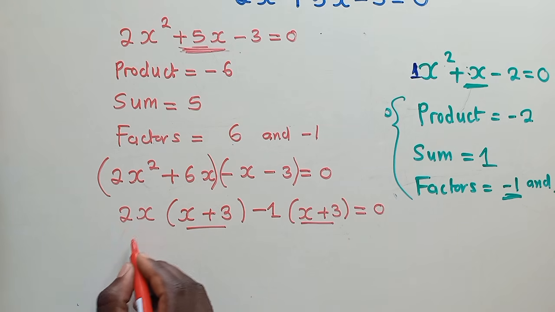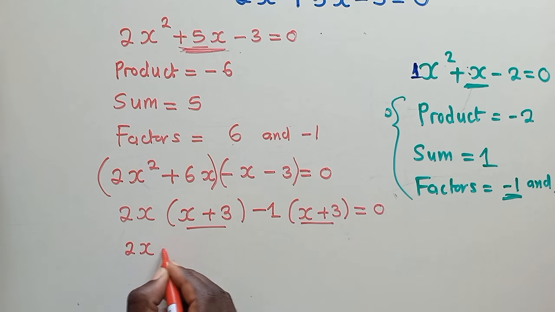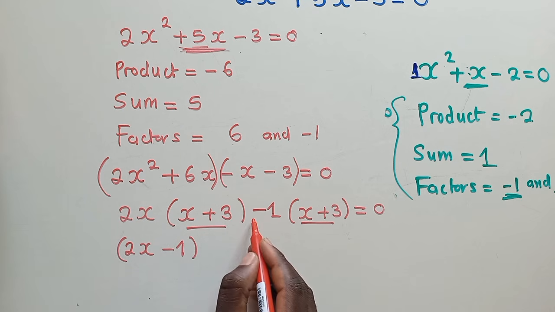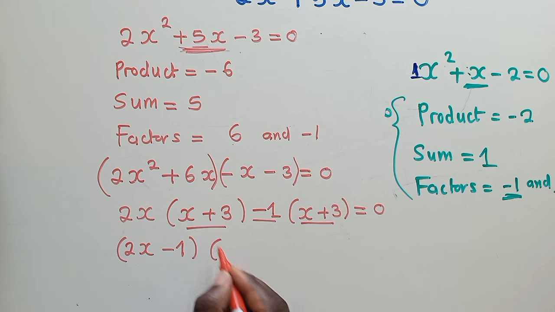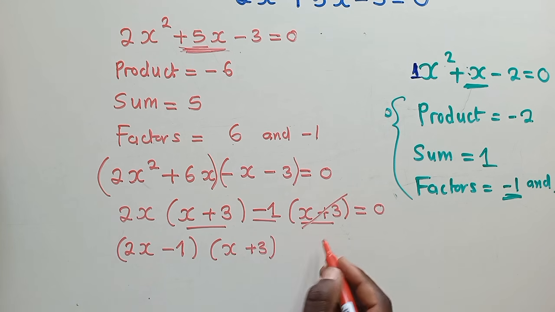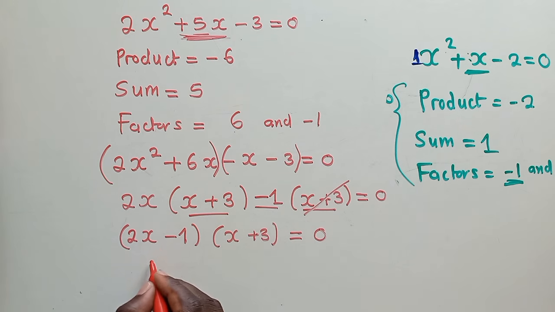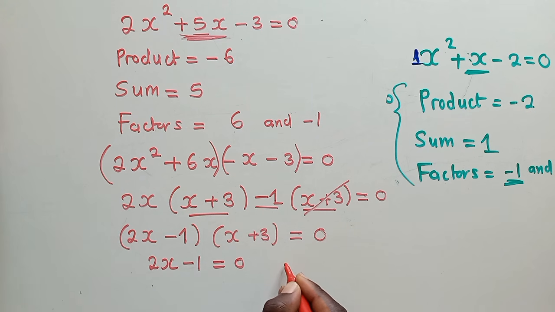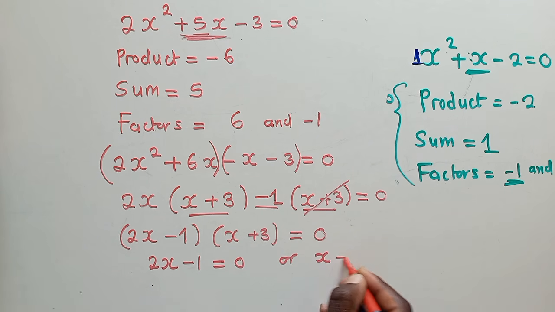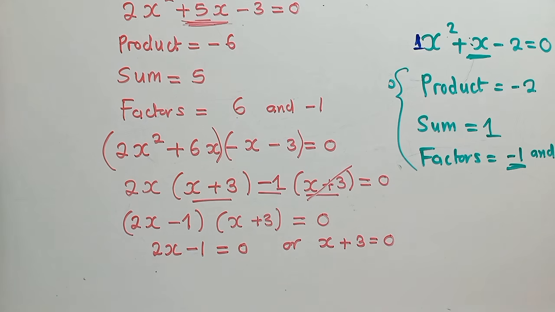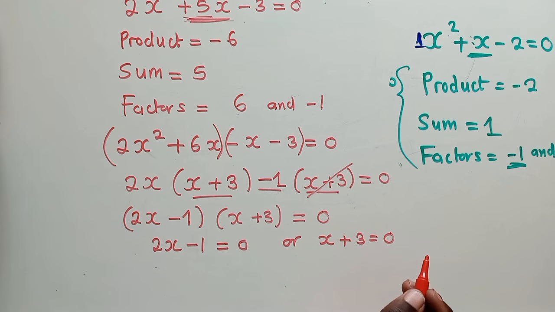So next, we shall say 2x minus 1. Okay? Remember, we get this and what is here. This is what we put. And also get this like that. Forget about this, which is equal to 0. Okay? Next, we say 2x minus 1 is equal to 0, or x plus 3 is equal to 0. Okay. So here we solve for x.